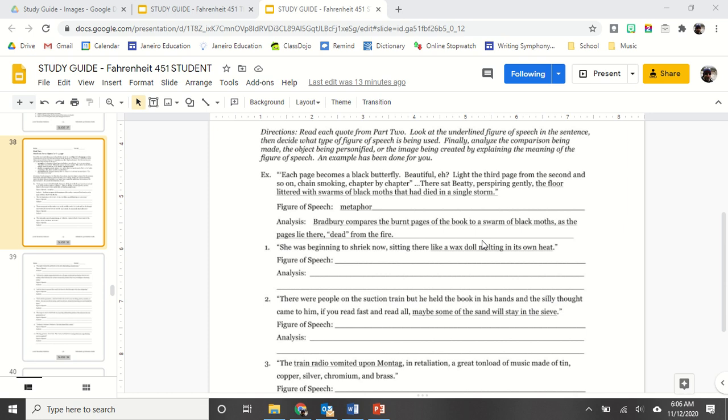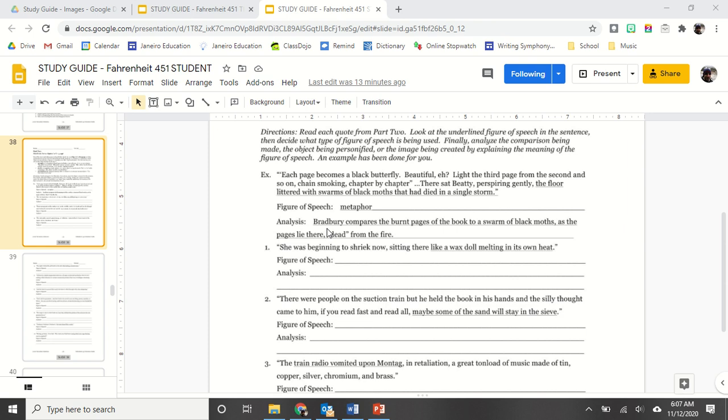All right, so we see here in our example, it uses the quote, "Each page becomes a black butterfly. Beautiful, eh? Light the third page from the second, and so on, chain smoking chapter by chapter." There sat Beatty, perspiring gently, the floor littered with swarms of black moths that had died in a single room. All right, so in this excerpt, Captain Beatty is talking to Montag, and he's lighting pages of a book on fire, and he's using, as we see here, a metaphor to help convey an image to Montag.